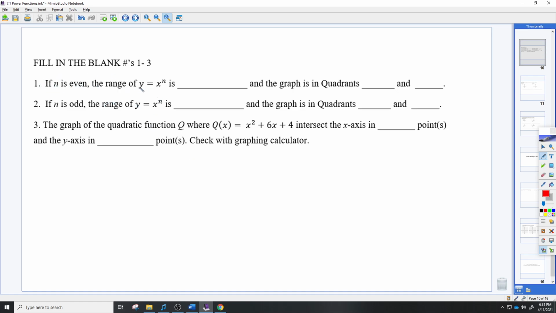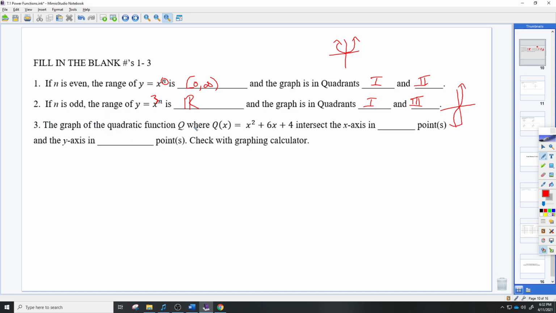So if n is even, what is the range of this? If n was even, the range is always, for even functions, 0 to infinity. And the graph is in what quadrants? That's always in 1 and 2. Think about a graph. If it's even, like x squared, you got this, 1 and 2. If n is odd, so if we have like a 3 here instead, think about that. The range is always all real numbers, and it's in quadrants 1 and 3. So this would be an example where it looks like this.